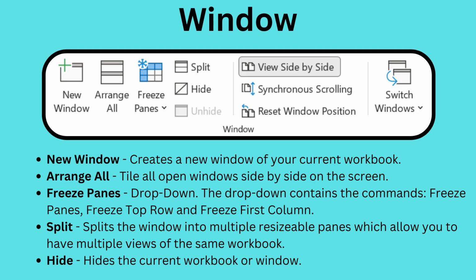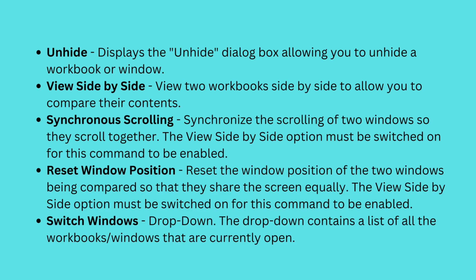Hide. Hides the current workbook or window. Unhide. Displays the unhide dialog box allowing you to unhide a workbook or window. View side by side. View two workbooks side by side to allow you to compare their content. Synchronous scrolling. Synchronize the scrolling of two windows so they can scroll together.